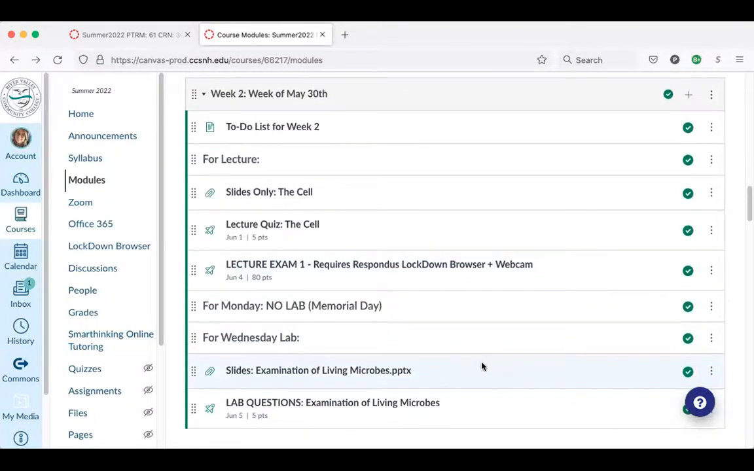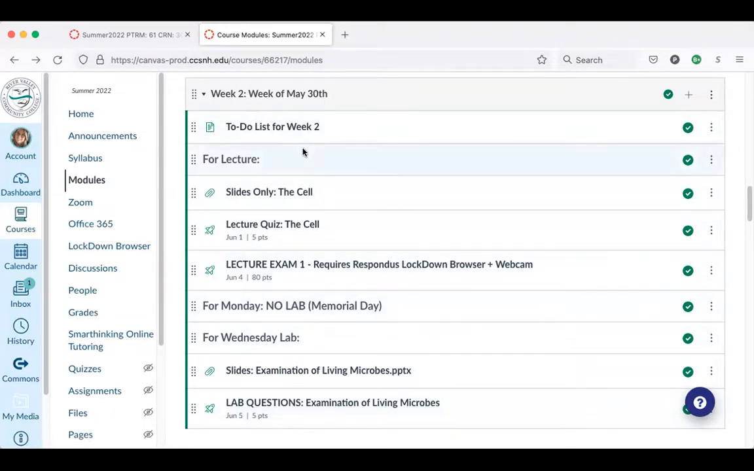So you can see now in week two, if you go down to laboratory, it says for Monday, no lab because it's Memorial Day. On Wednesday, we will be having a laboratory. We will be doing an exercise on examining living microbes and how we do that. And there'll be a laboratory homework assignment associated with that. So that's what's happening in lab next week.